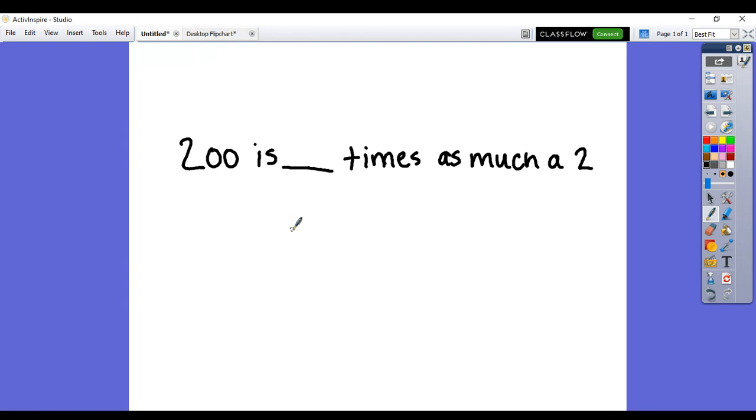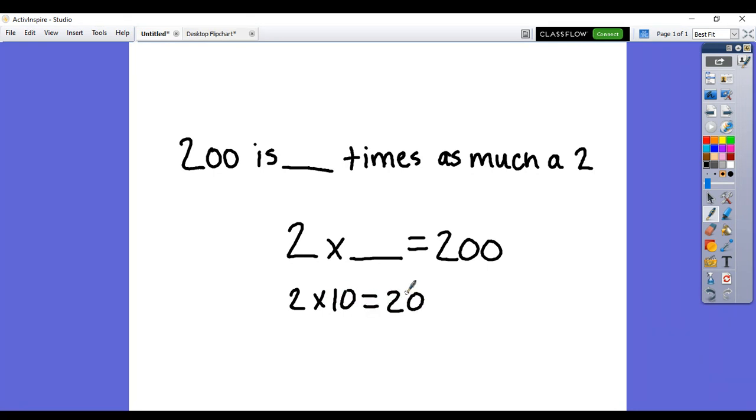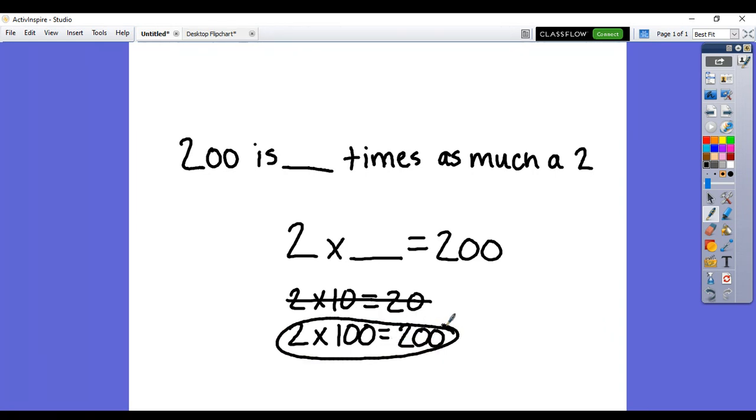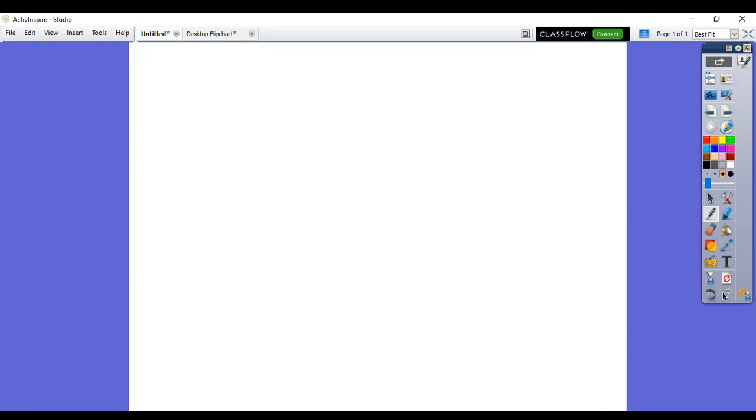So basically we're going to do 2 times what would equal 200. If I did 2 times 10, that would give me 20, so I know it's not that one. If I did 2 times 100, that would give me 200. So I know that it is 100. So 200 is 100 times as much as 2. Okay? All right, so let's do another one.